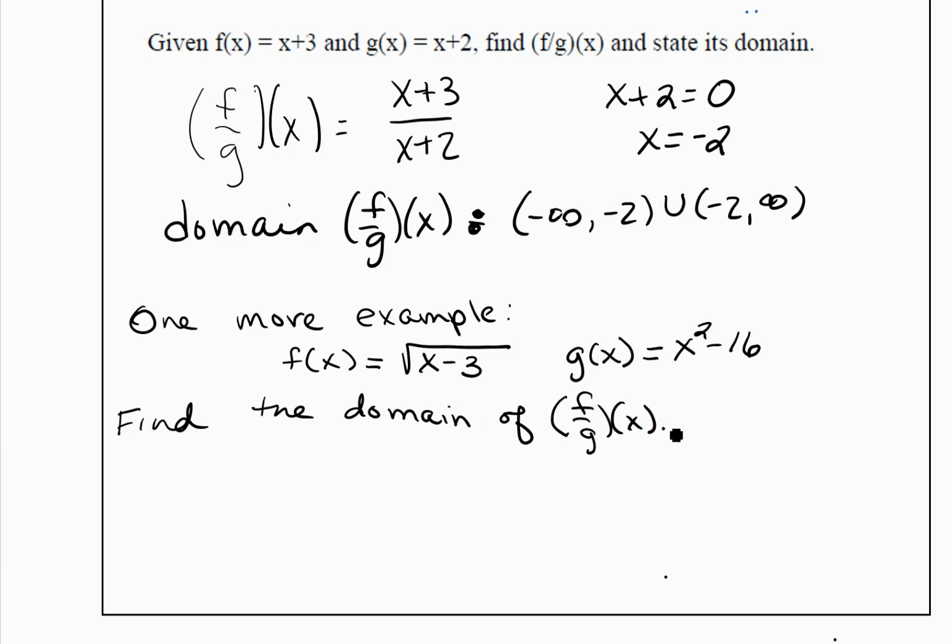Now, the first thing we need to do is think about what is the domain of f of x and g of x. The domain of f of x, again, here we have a square root function, so we take the radicand, x minus 3, set it greater than or equal to 0, and solve for x. So x has to be greater than or equal to 3. That would be 3 and everything to infinity. So we already know for any function that includes f, we couldn't have anything less than 3 in the domain.